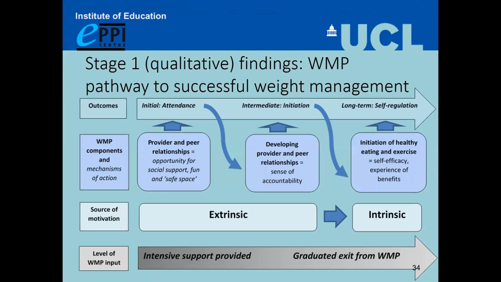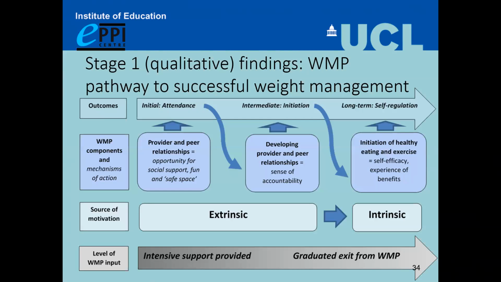And in the top row, what we have is the outcomes that people were describing along the pathway to successful weight management. So at the first stage, the participants in the study were describing that provider and peer relationships are absolutely fundamental to getting them to attend the weight management program, to turn up.